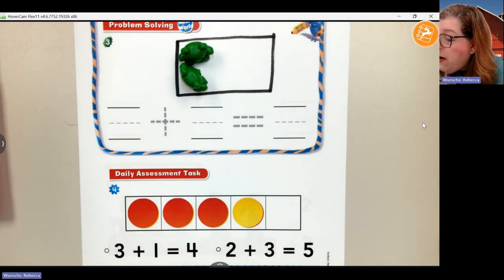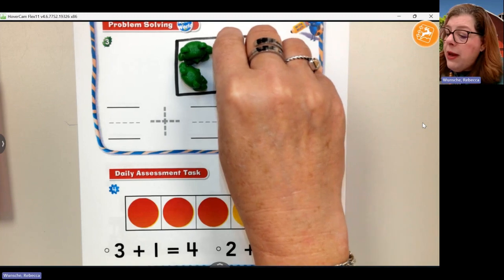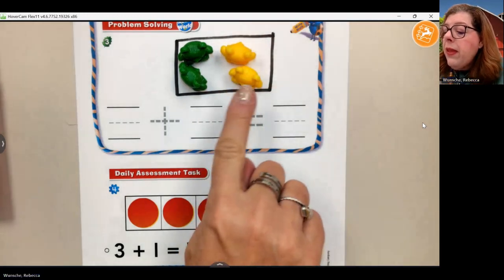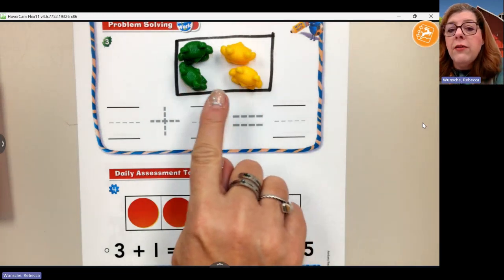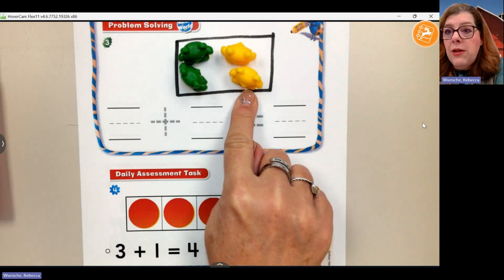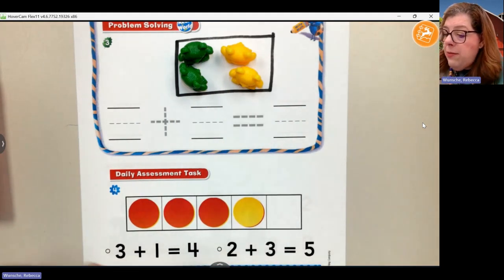Then 2 sheep are added to the pen. So when I'm adding sheep to the pen, am I going to put more sheep in, or am I going to take sheep out? When I add sheep to the pen, it means I'm going to put them in. So it said 2 were put in, so I'm going to put in 1, 2. Making sure that they're 2 different colors so I can see the sheep that were already there and then the sheep that I put into the pen. So now, how many sheep are in the pen?